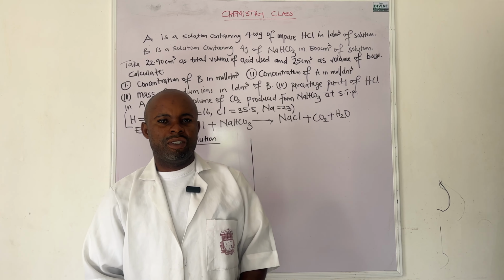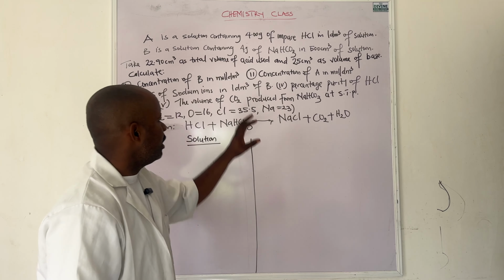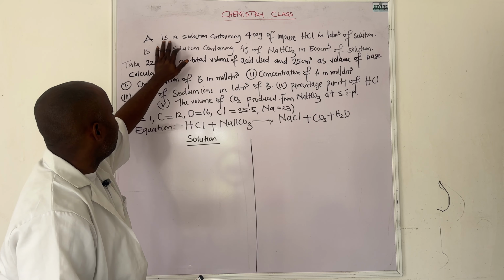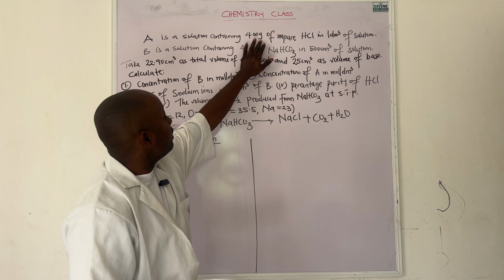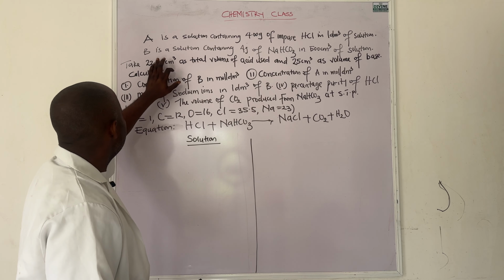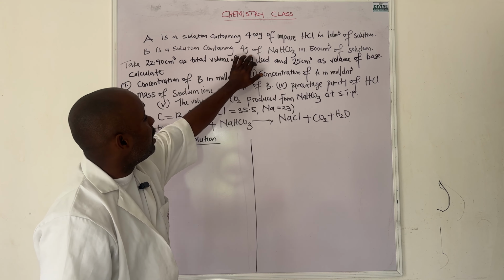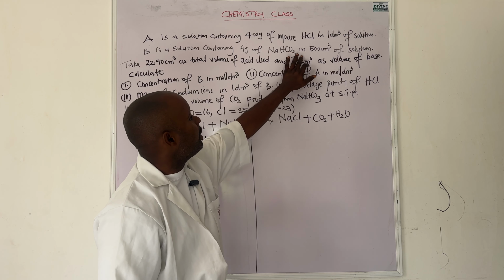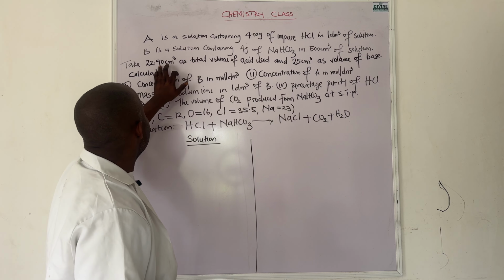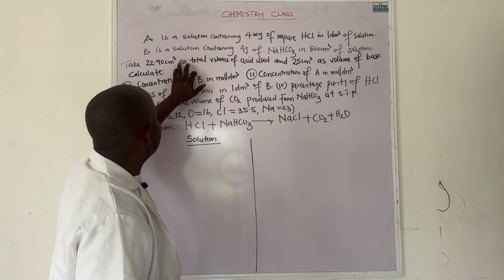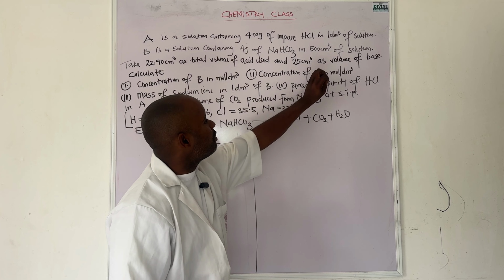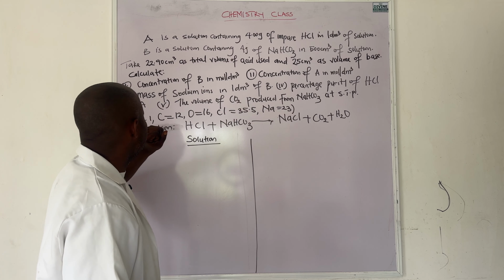This is Shatari. In today's topic, we are going to look at this titration question in the series. So the question goes this way. A is a solution containing 4.00 gram of impure HCl in 1 dm cube of solution. B is a solution containing 4 gram of sodium hydrogen trioxocarbonate IV in 500 centimeter cube of solution. Take 22.90 centimeter cube as total volume of acid used. This is the VA. And 25 centimeter cube as volume of base, that is the VB.